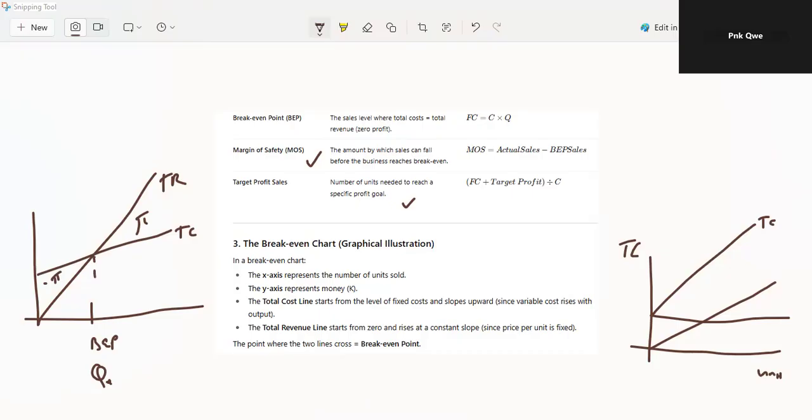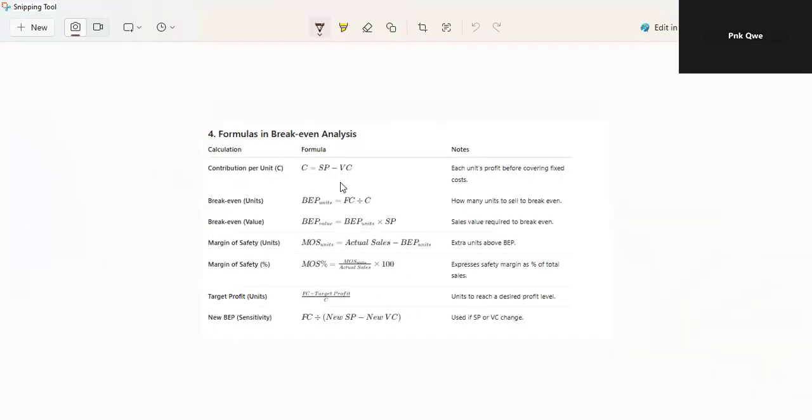So the formulas that you need to know generally are here again. Contribution, what did we say? It is simply our selling price minus variable cost. It tells you each unit's profit before covering fixed costs. And the break-even in terms of units is simply the fixed cost over contribution. It tells us how many units to sell to break even. We also look at the break-even value. It's simply the break-even units times selling price, the value of units sold required to break even.